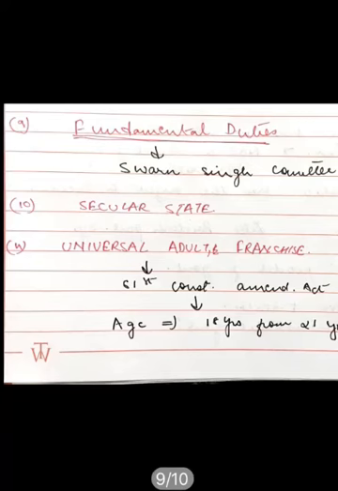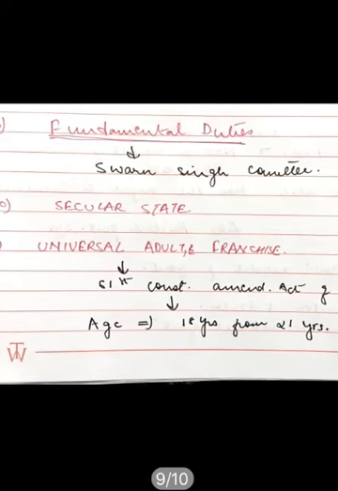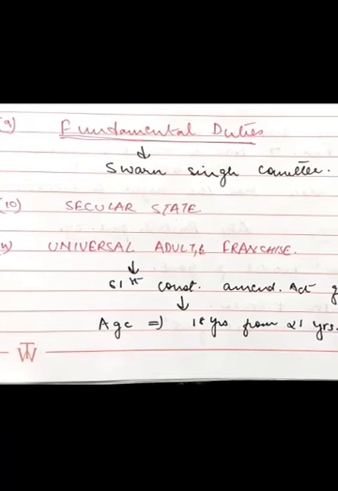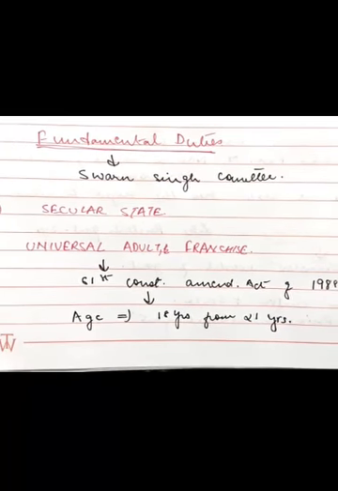The state does not discriminate against a citizen on the ground of religion, and there's equality of opportunity for all citizens in matters of employment. No person shall be compelled to pay taxes for the promotion of a particular religion, and so on. So there is a list of all these as well. And the state shall endeavor to secure for all the citizens a uniform civil code, which is under Article 44. So these are the basic points for a secular state.